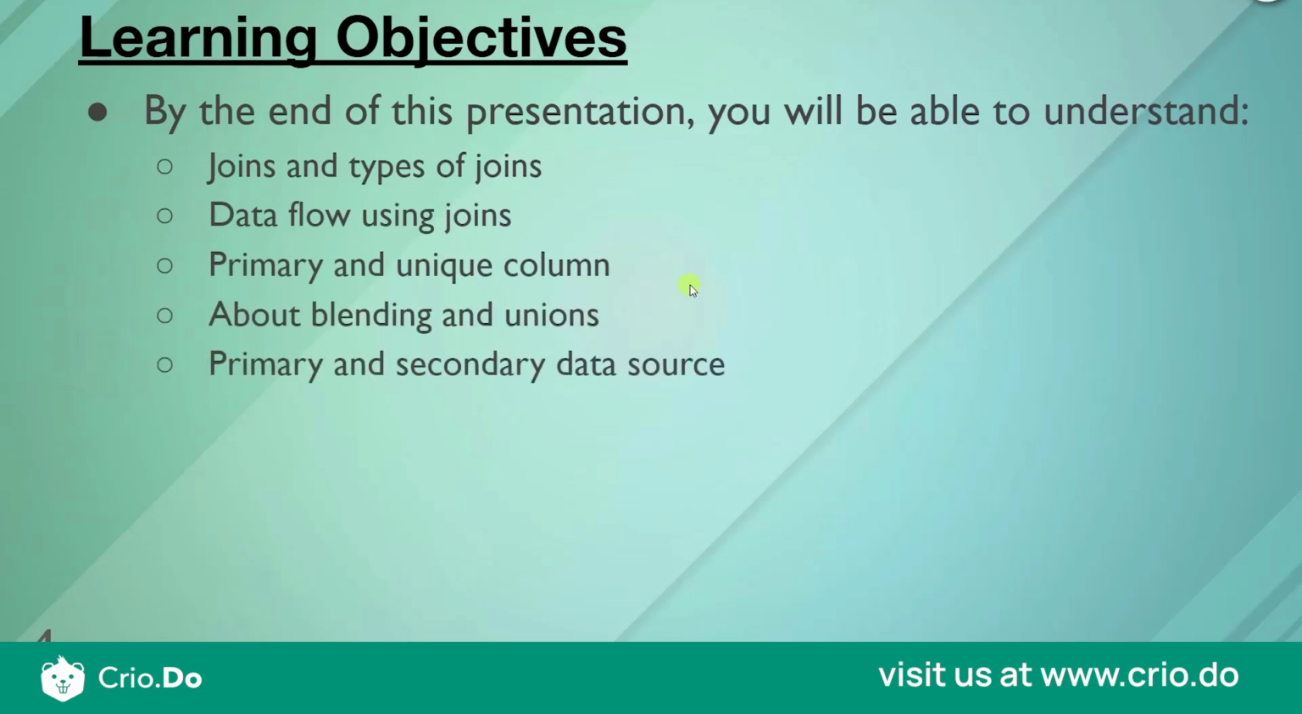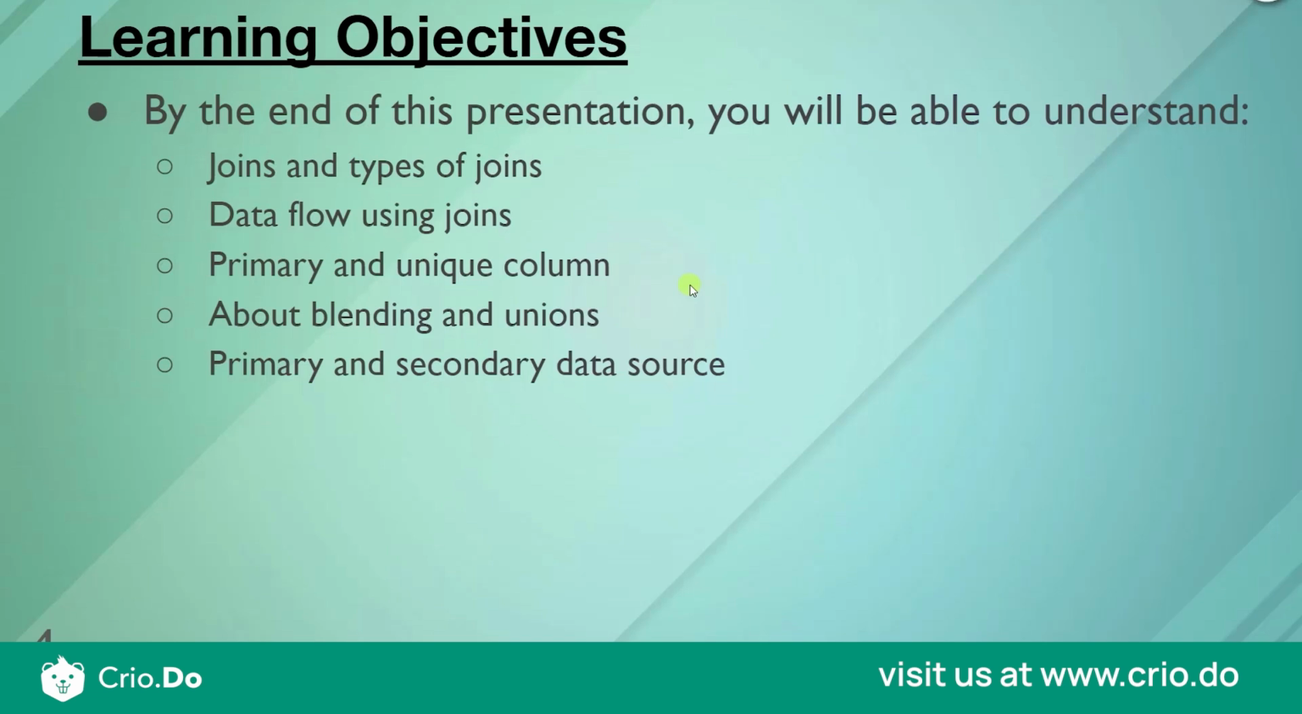The learning objective for this week: by the end of this week, you will learn about all the joins and different types of joins that are available in Tableau. We will discuss briefly how joins will join the data, in what scenario, and what you have to use. We will discuss how the data flows whenever you are joining and what kind of join you have to use based on your data. We will discuss primary and unique columns. What is a primary column and what is a unique column?